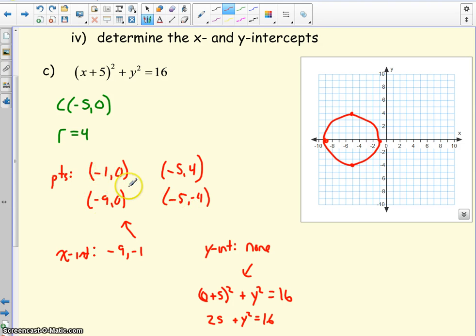Because for these 2 points, negative 1, 0 and negative 9, 0, the y value is 0, I have my x-intercepts at negative 9 and negative 1. I could solve for them, but since they happen to be my key points, I just took those. For the y-intercept, you can see from the graph there's going to be none.